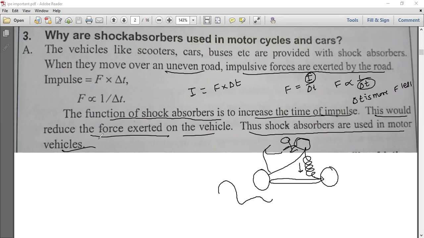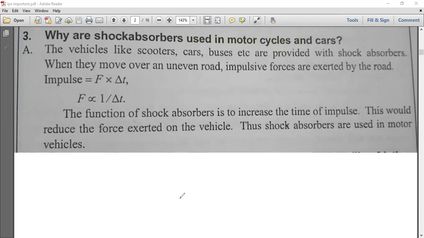Understand? Okay, so whatever impulse is there, that is equal to force into change in time, and therefore F is inversely proportional to delta T. So if delta T is more, force is less, and that's why the force is less if time is more. Okay, understood? Right. So let's move ahead.